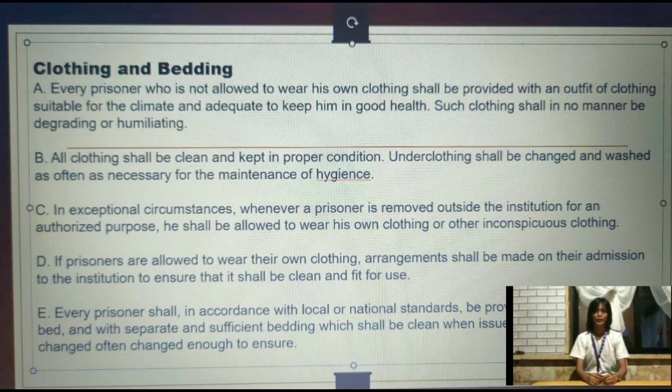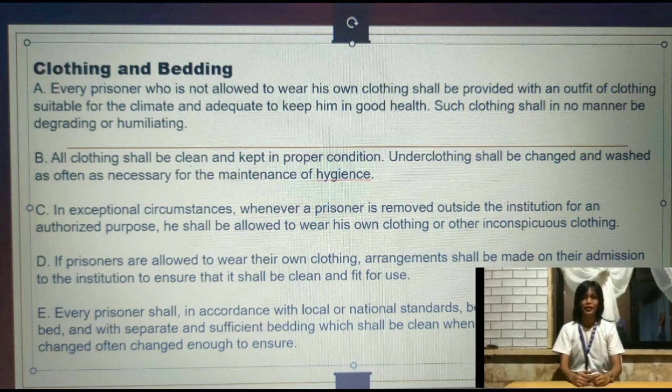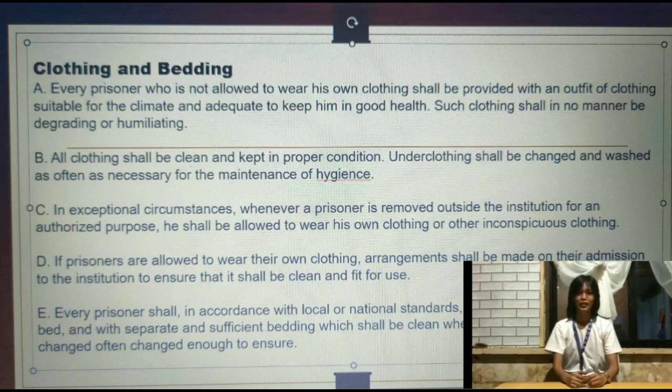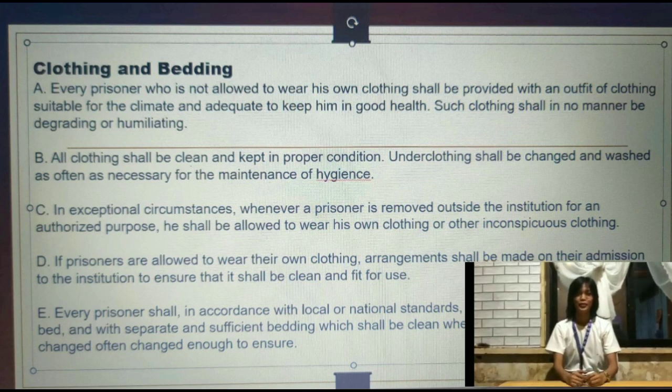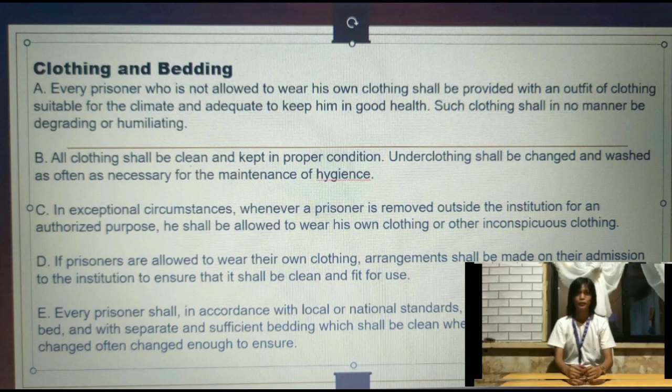D. If prisoners are allowed to wear their own clothing, arrangements shall be made on their admission to the institution to ensure that it shall be clean and fit for use. In situations where the prisoner is to wear their own clothing inside the prison, which is a very common thing, the clothes they will be using are checked by the management first to ensure that they are befitting and comfortable to use.